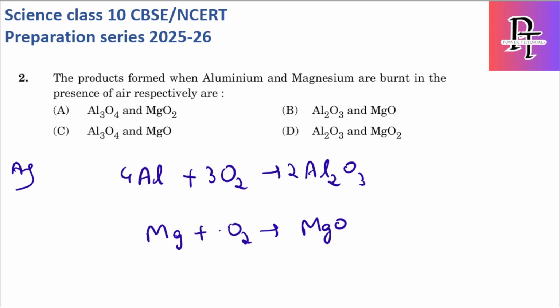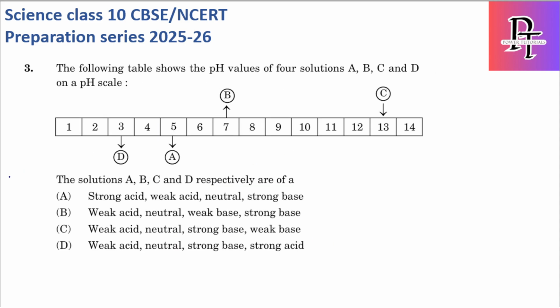So let's simply balance this: O2 here, 2 Mg and 2 MgO. Aluminium valency is 3 whereas oxygen valency is 2, so that's why aluminium 3 will go here and oxygen minus 2 will go here. So the answer is Al2O3 plus MgO, which is B. Let's move to the third question.